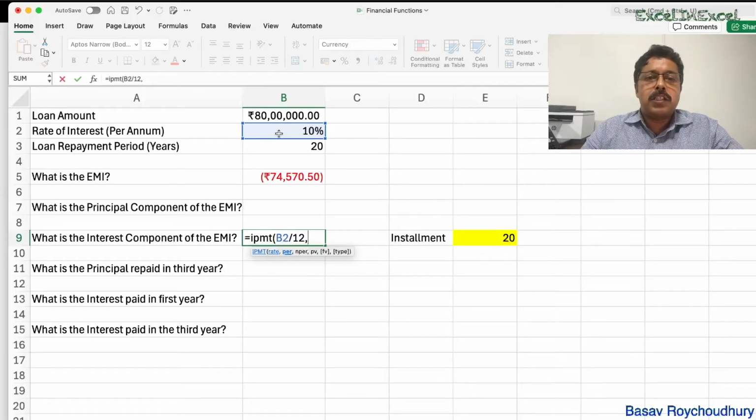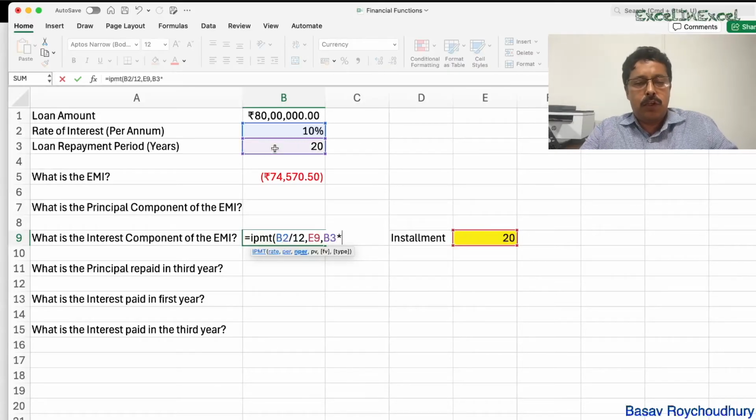Then it asks me for per. Per is the particular period for which I am calculating the interest, and let's say I am calculating this for the 20th installment, right? So I am trying to figure out what is the interest component in the 20th EMI that I would be paying. So therefore, I put the period as 20. What is the total number of periods? N per. That is of course 20 years into 12 months that we had already discussed.